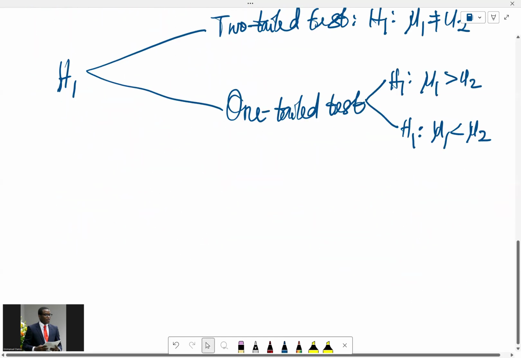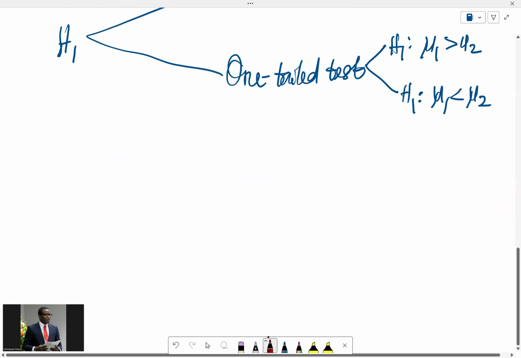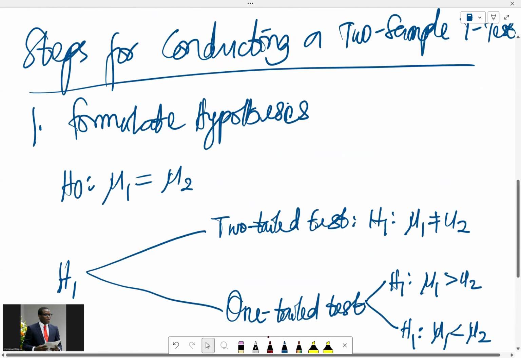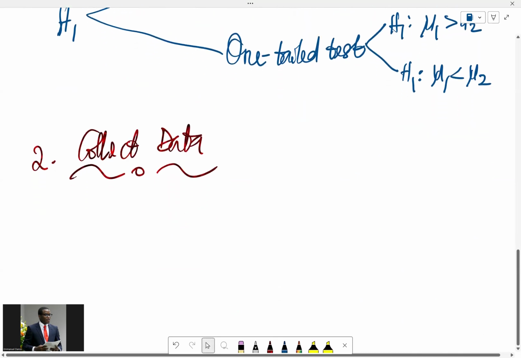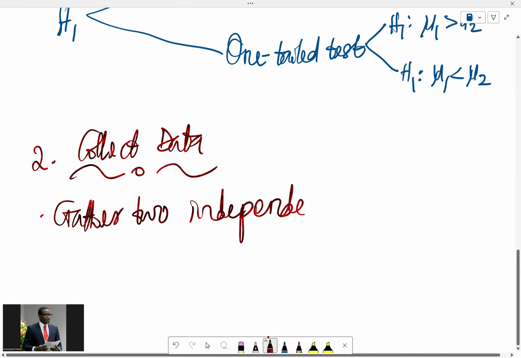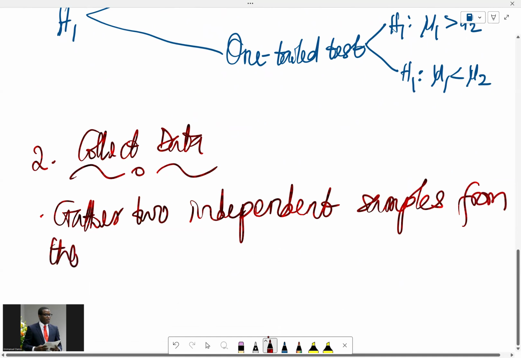After formulating hypothesis, the next thing you want to do is to collect data. Collecting data simply means you get information. So here you gather two independent samples from the populations, because it is a two-sample t-test.